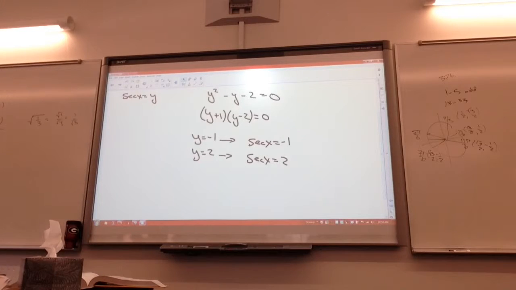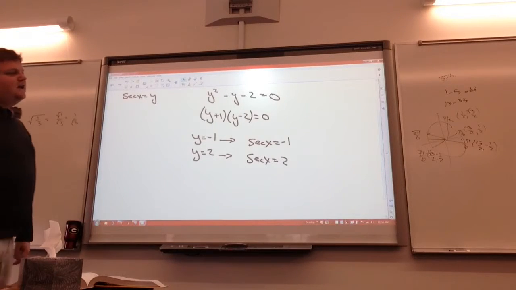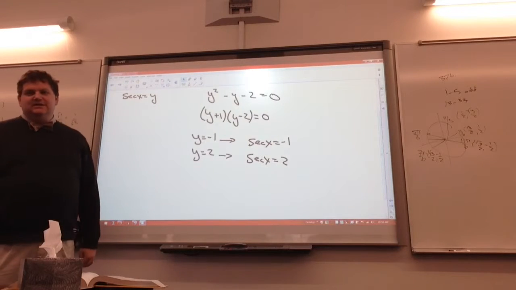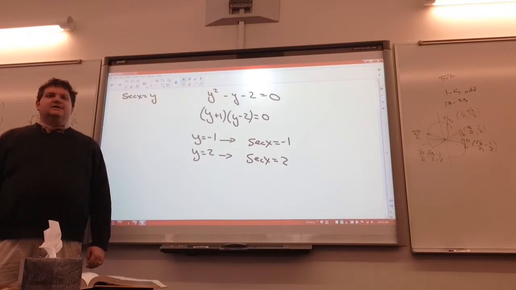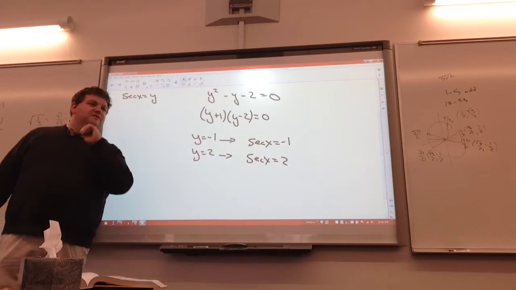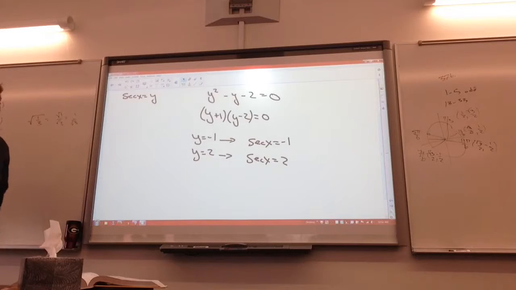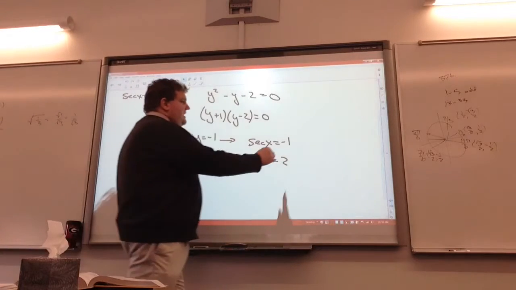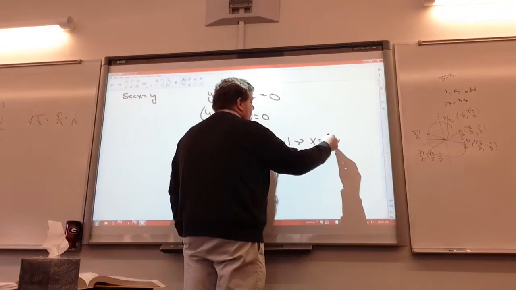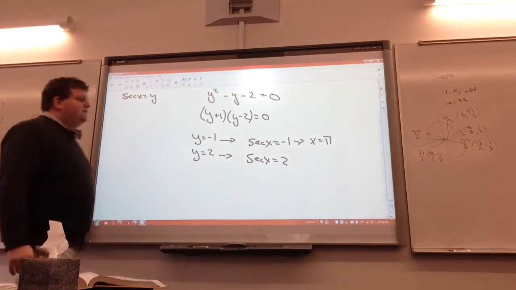Where's the secant equal to -1? Well, where's the cosine equal to -1? At pi. Okay, you're thinking sine. At pi, right? So if the cosine is equal to -1 at pi, and the secant is just the flip of the cosine, where is the secant equal to -1? Also at pi. So this gives us then that x is equal to pi. That's one answer.